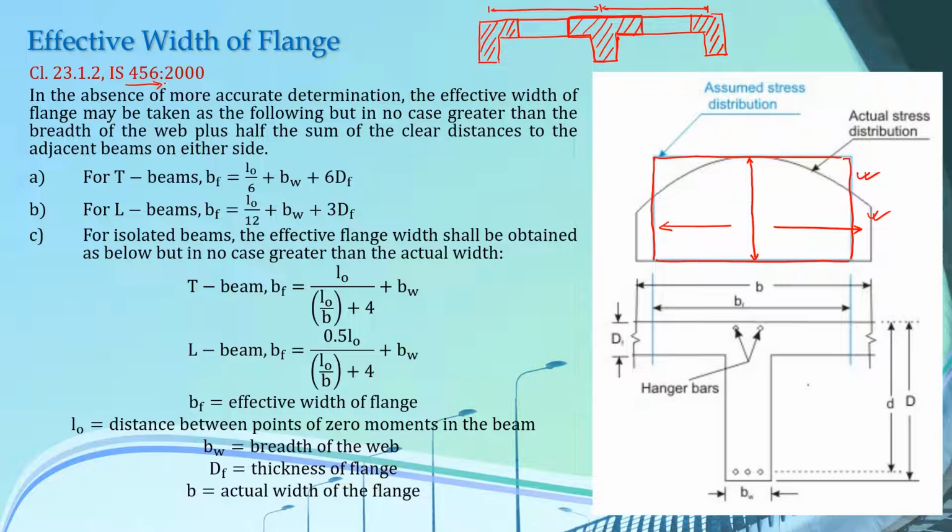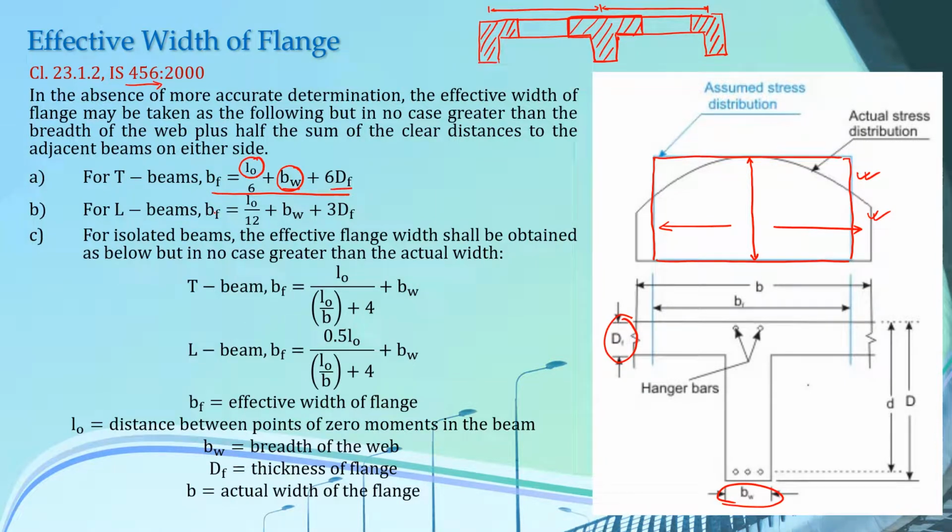So there are different formulae for finding the effective width of both isolated beams and non-isolated beams, and that also for both T beams and L beams. For example, for T beams, the effective width is given by this formula here: L0 by 6 plus BW plus 6 times DF, where L0 is the effective length of your beam, BW is the breadth of the web as represented here, and DF is the thickness or the depth of your flange. That means this dimension here.